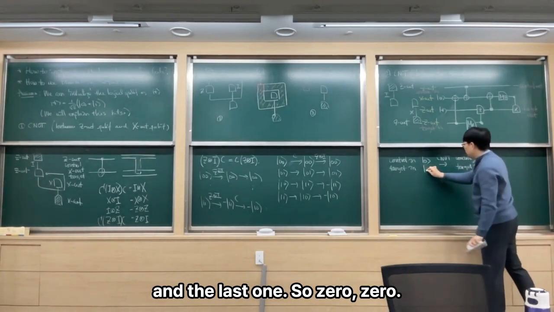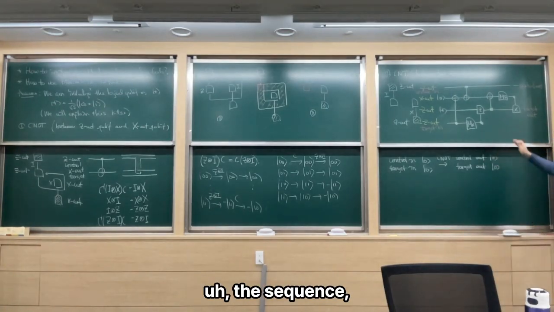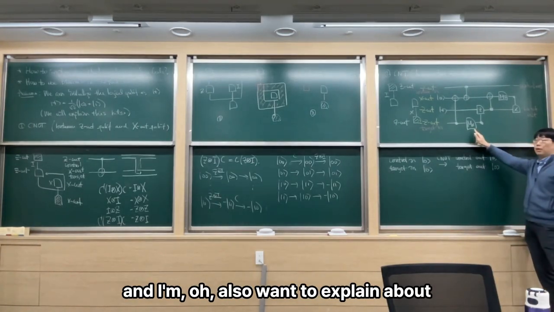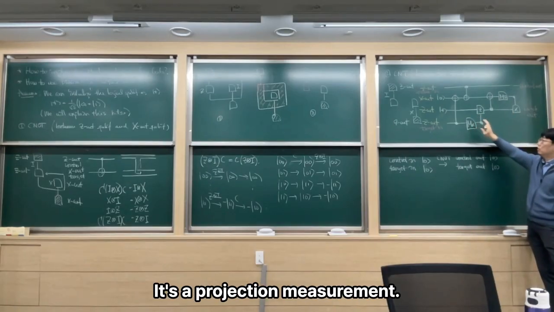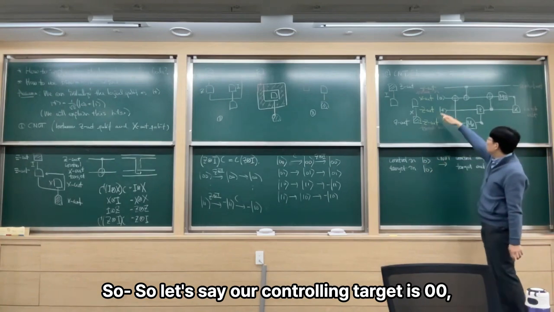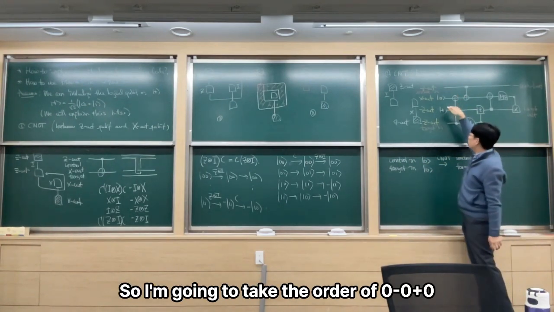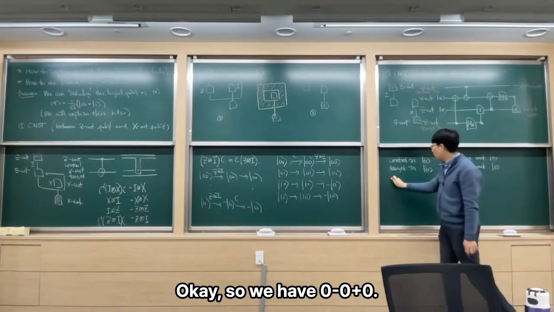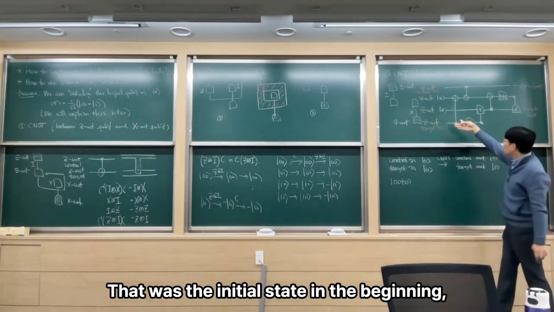So 0, 0. What's happening here? I'm just going to follow the sequence, and I also want to explain this measurement gate, because it's not a simple measurement, it's a projection measurement. Let's say our control in and target in are 0, 0, so it's 0, 0, plus, 0. I'm going to take the order of 0, 0, plus, 0 from left to right. That was the initial state in the beginning.